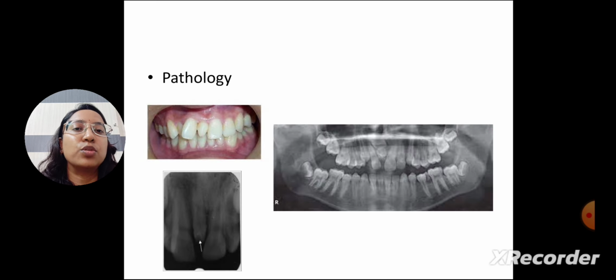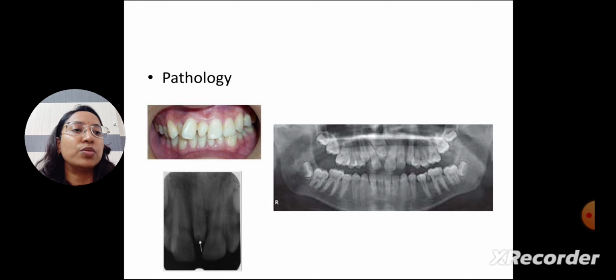Or there could be some pathology between the teeth. So mesiodens is one common problem that we encounter. That is, we have a supernumerary tooth between two central incisors, which is creating the space. So once the mesiodens is removed, we can easily close the space between the teeth.